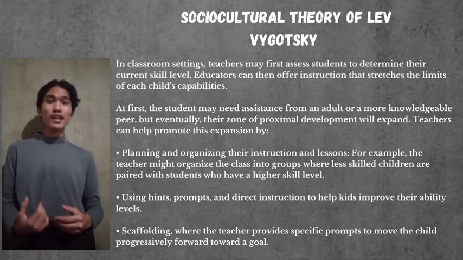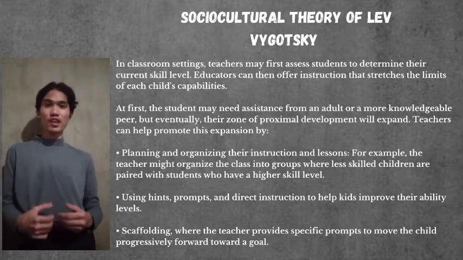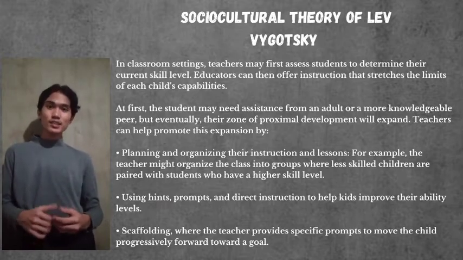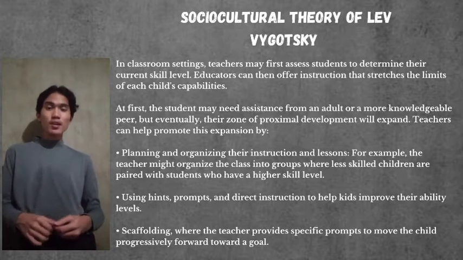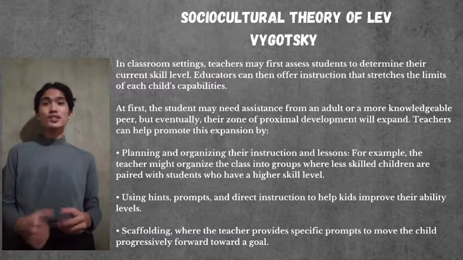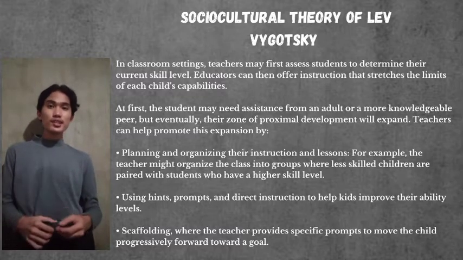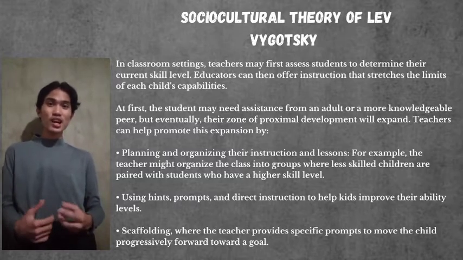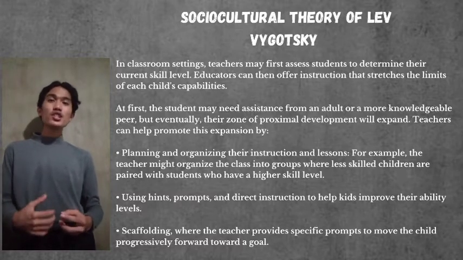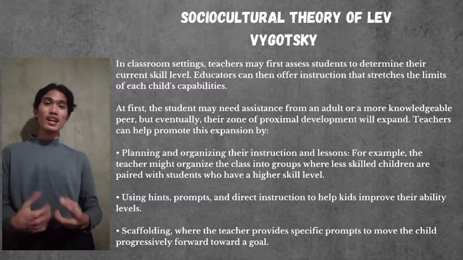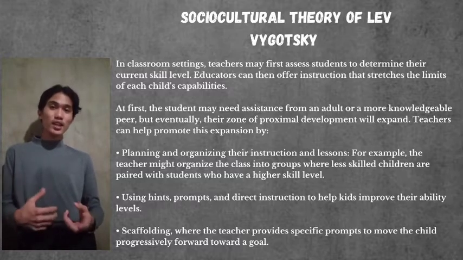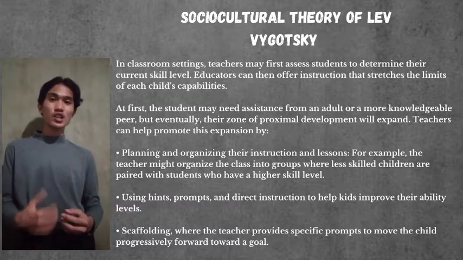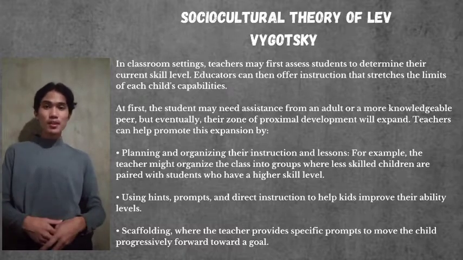Educators can then offer instruction that stretches the limits of each child's capabilities. At first, the student may need assistance from an adult or a more knowledgeable peer, but eventually, their zone of proximal development will expand. Teachers can help promote this expansion by planning and organizing their instruction and lessons. For example, the teacher might organize the class into groups where less skilled children are paired with students who have a higher skill level, using hints, prompts, and direct instruction to help kids improve their ability levels.